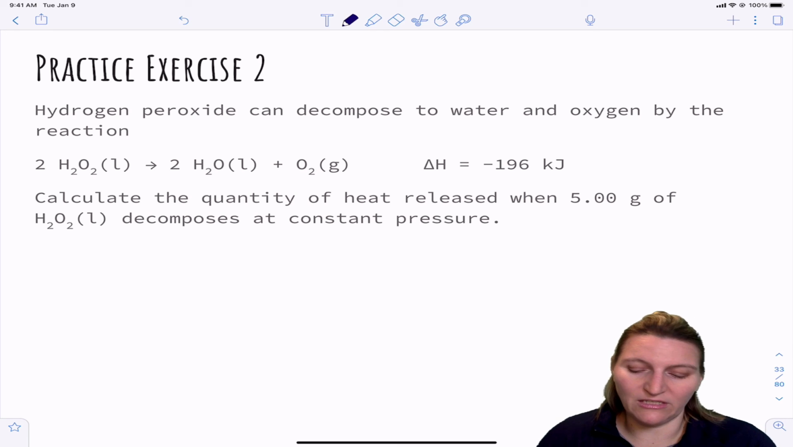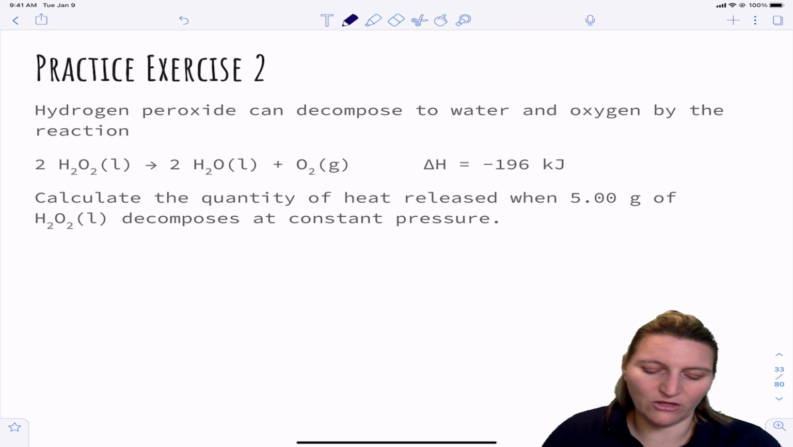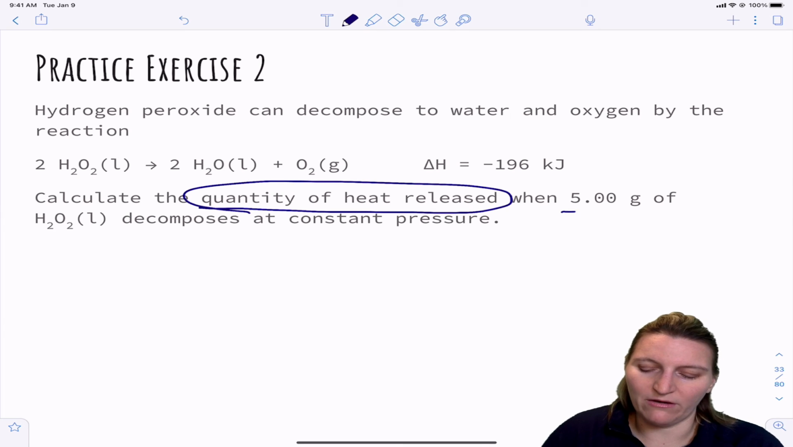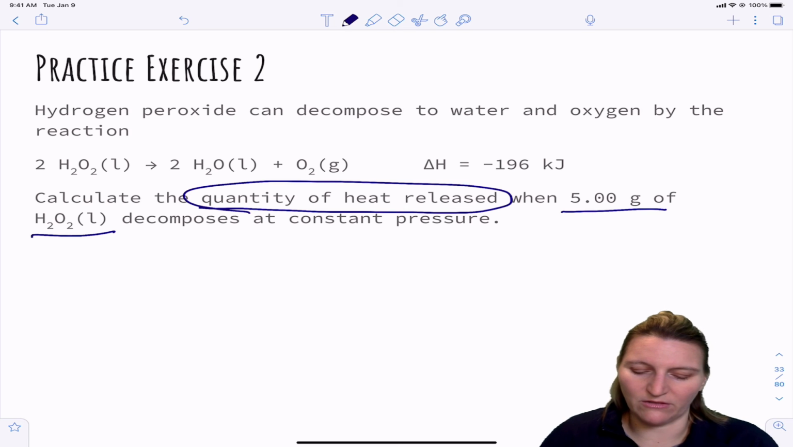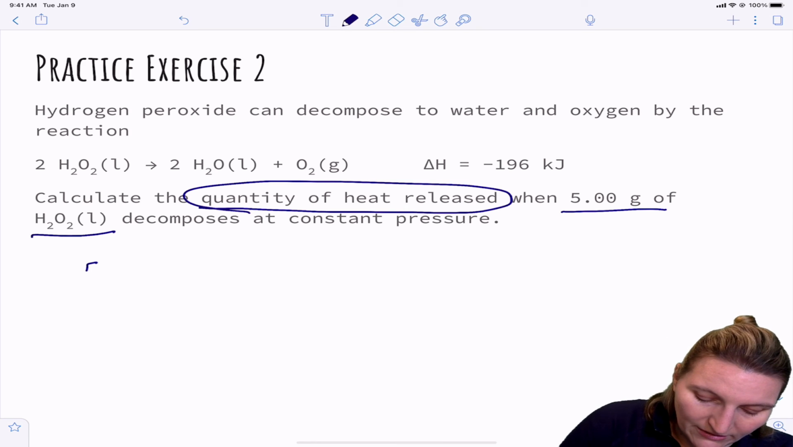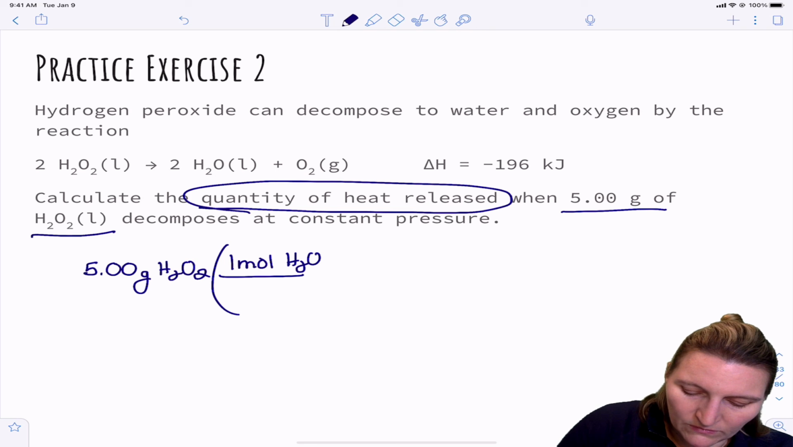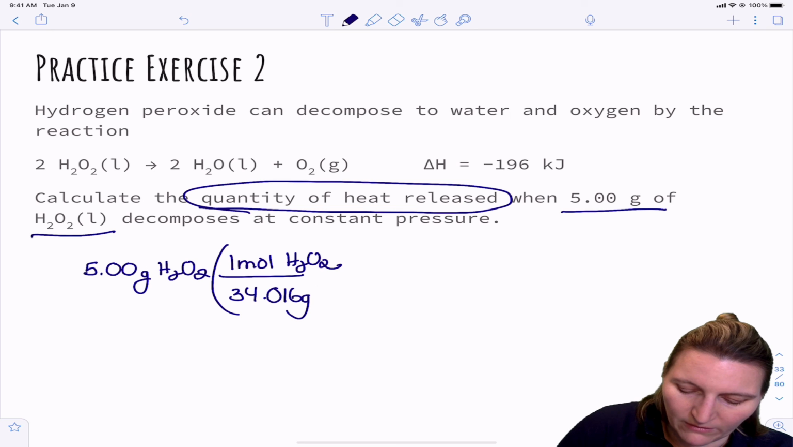Hydrogen peroxide can decompose to water and oxygen by the following chemical reaction. Calculate the quantity of heat released. It's going to be a positive number when 5 grams of hydrogen peroxide decomposes at constant pressure. So I take my 5.00 grams H2O2, convert it to moles. The molar mass is 34.016 grams.